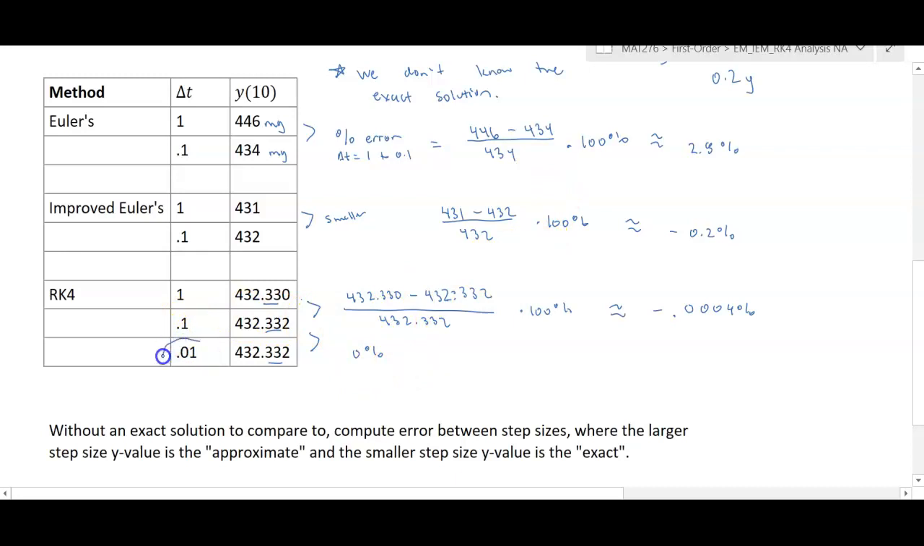So we might conclude at this point that our answer we expect at t equals 10 minutes to have 432.332 milligrams of chlorine in the tank.